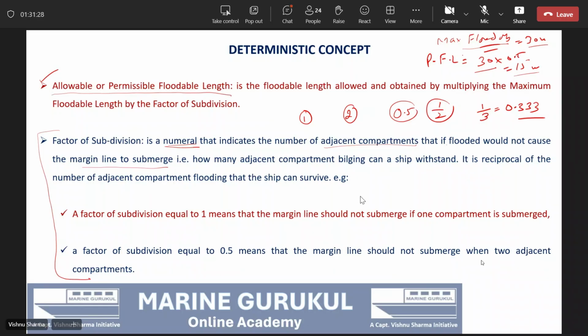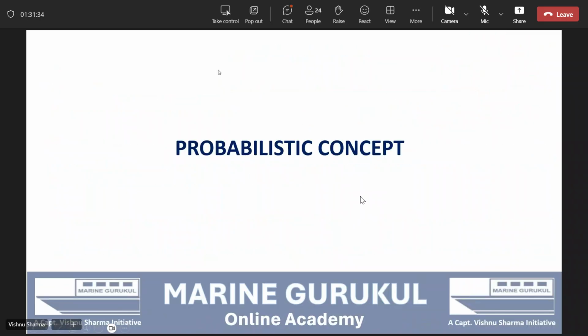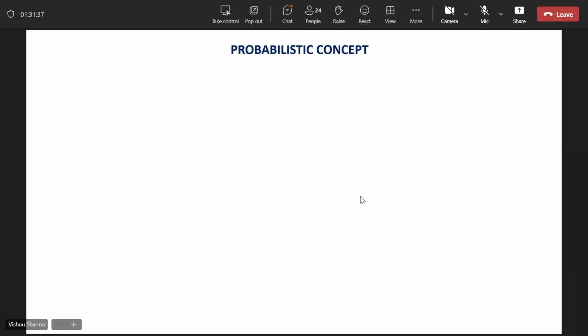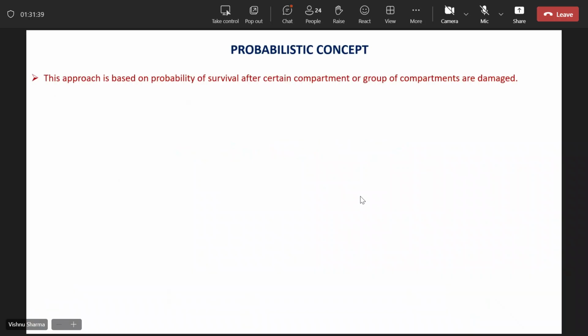And therefore, the industry pushed for the probabilistic method. What is the probabilistic concept? Under this approach, the method is based on probability of damage and probability of survival. So it takes into account two factors. What is the probability of a compartment getting damaged? And what is the probability of the vessel surviving the damage? The probability of getting damaged is so much, but if this damage takes place, what is the probability of survival? Both need to be taken into account as far as the current method is concerned.